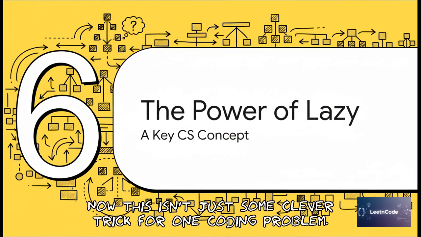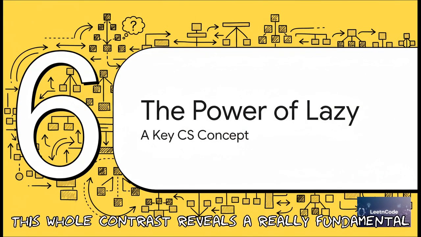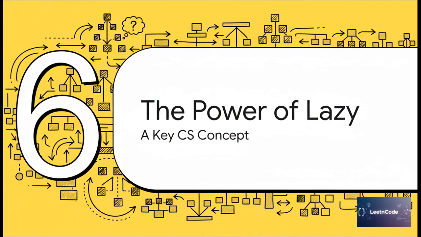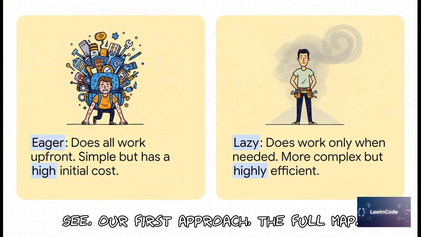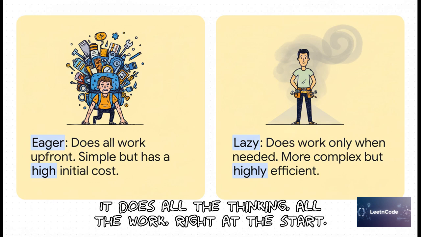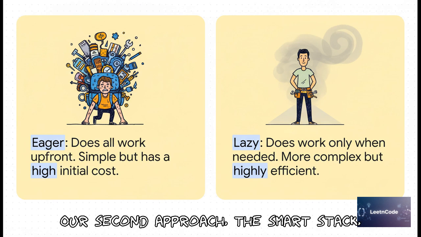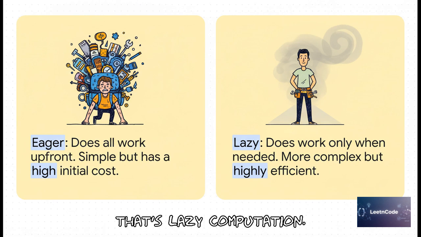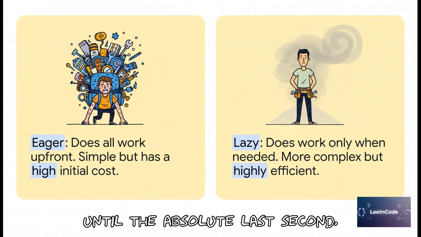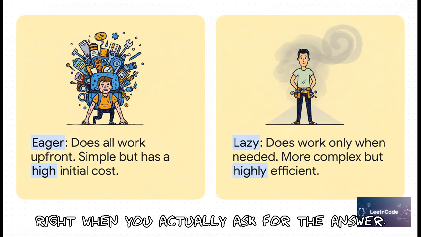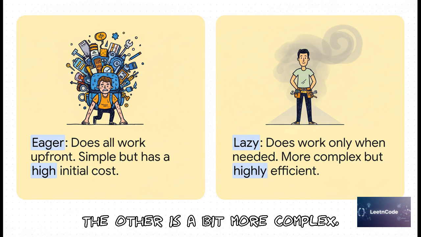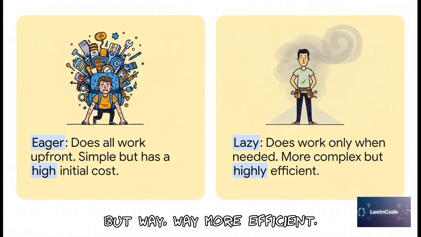Now, this isn't just some clever trick for one coding problem. This whole contrast reveals a really fundamental and powerful idea in computer science. See, our first approach, the full map, is what you'd call eager computation. It does all the thinking, all the work right at the start. Our second approach, the smart stack, that's lazy computation. It puts off any and all work until the absolute last second, right when you actually ask for the answer. One is simple but can be incredibly expensive. The other is a bit more complex but way more efficient.